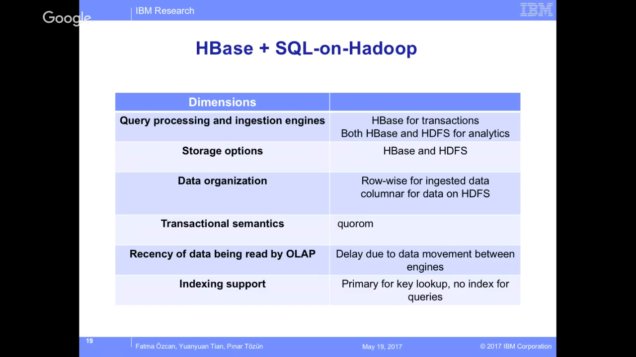And transaction semantics depend on what you use, but HBase supports quorum consensus. It's a form of a quorum algorithm, so eventual consistency. And for recency, when you do OLAP, you may not always see the last data. If you are reading directly from HBase, you see the last data, but then you don't perform very fast. And if you want to do fast scans, then you don't see the recent data. So there is a trade-off.